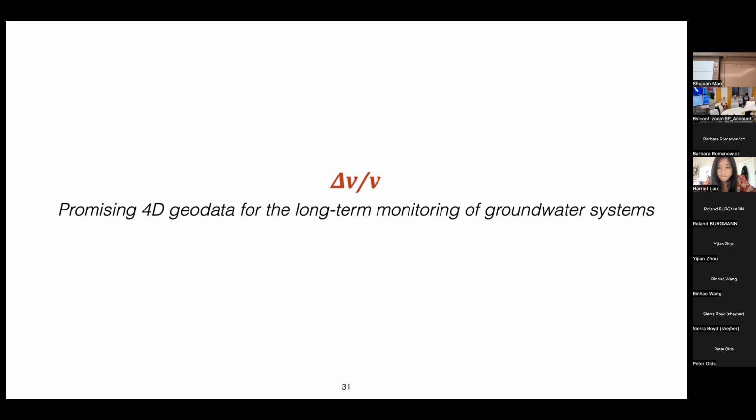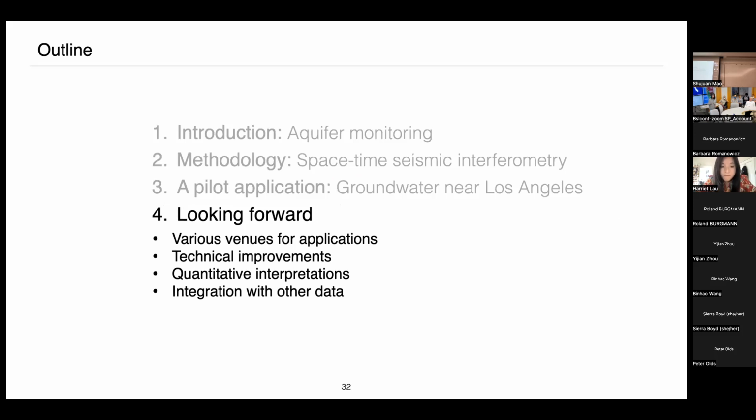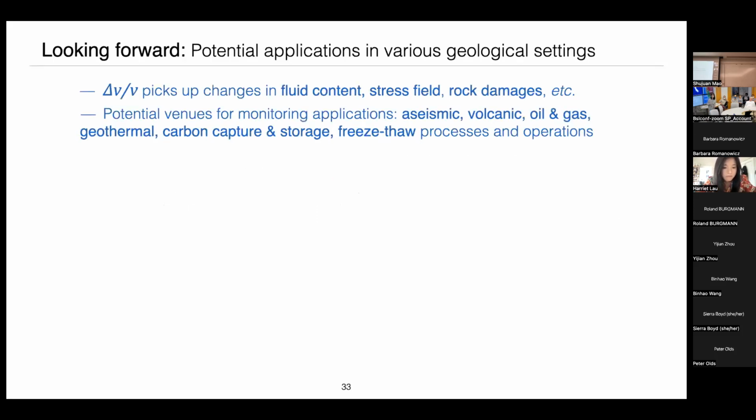And this space-time seismic interferometry is still a very, very new technique. Looking forward, there are still many aspects to improve and to explore in order to fully exploit this delta V over V data set. So now I'll move to the last part, looking forward.